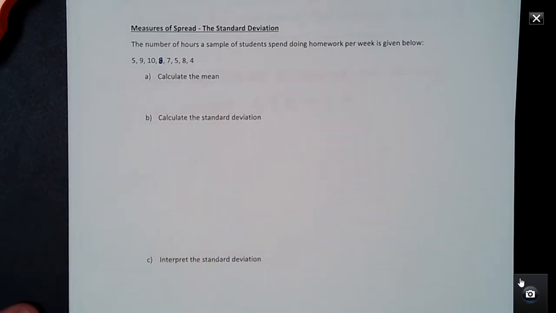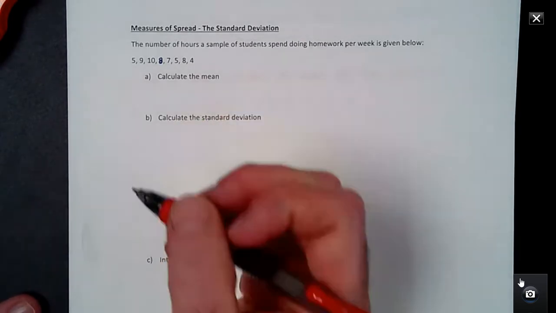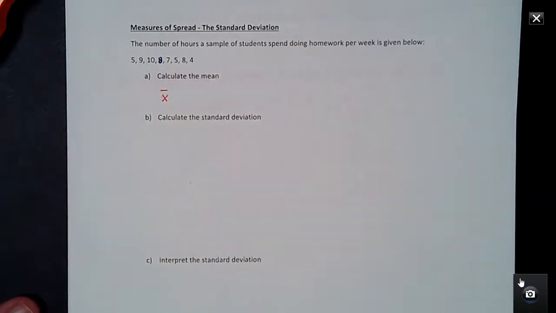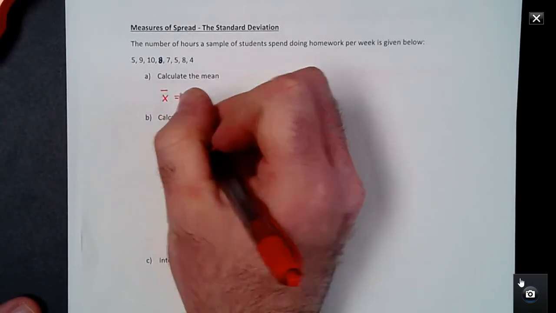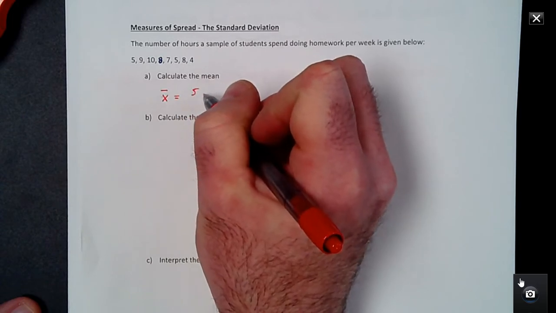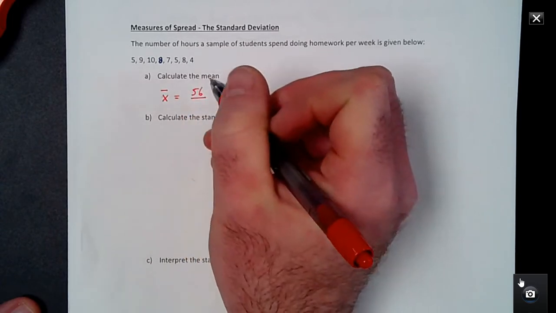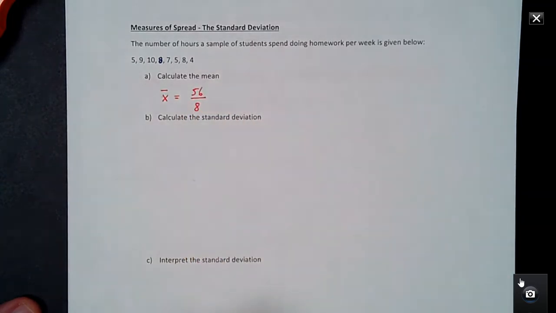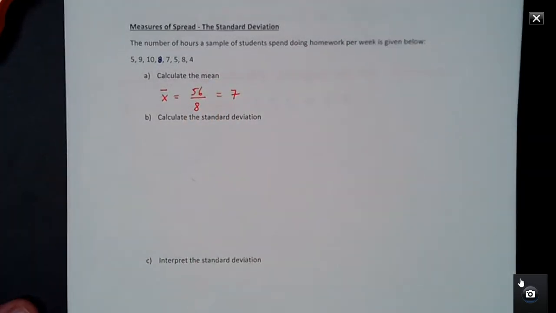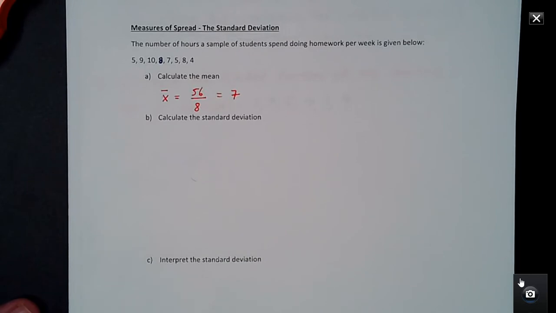So before you can calculate the standard deviation, you always want to calculate the mean, because the mean and the standard deviation go hand in hand. Now a symbol for the mean is an X with a bar on the top of it, and you pronounce it X bar. So remember, to find the mean, you would add up all these values. If I add all these up, you're going to get a total of 56. And there are 8 values, so divide by 8. So therefore the mean is going to be 7. So once I've figured out the mean, I'm now ready to figure out the standard deviation.